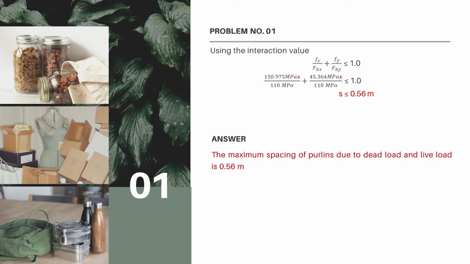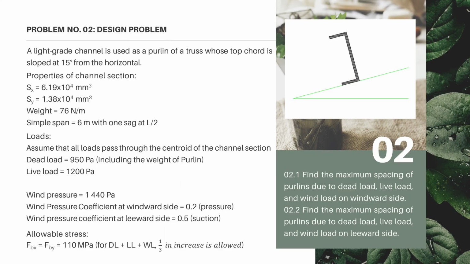Substituting all the values computed, therefore the maximum spacing of purlins due to dead load and live load is 0.56 meters. For problem number 2, it is similar to the first problem. The only difference is that we're going to consider wind load, given as pressure with coefficient at windward and leeward side. Then, for the allowable stress, 1/3 increase is allowed.